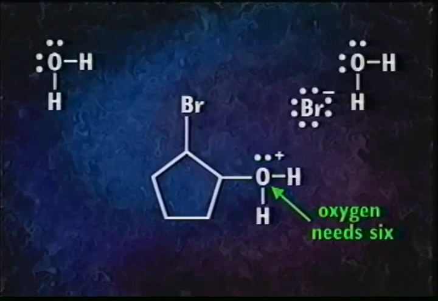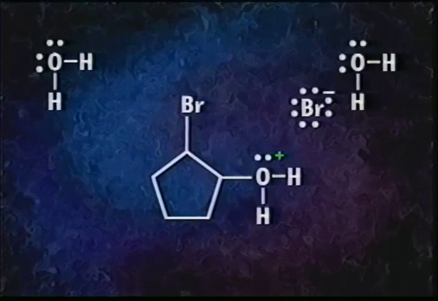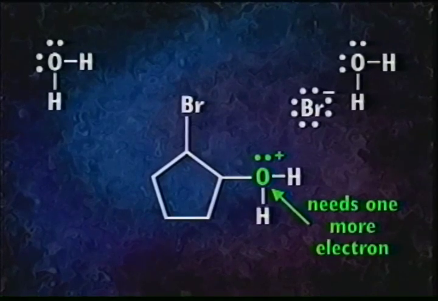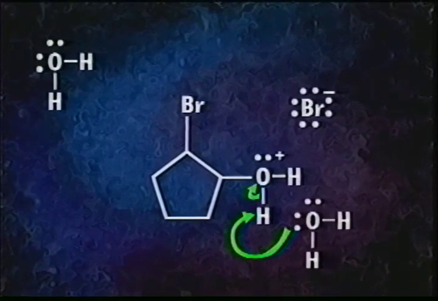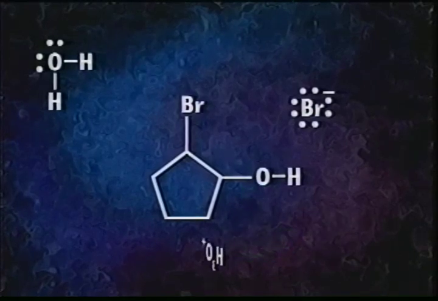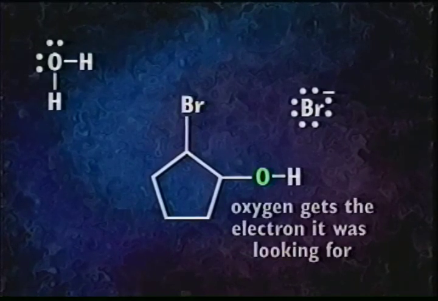But oxygen needs 6 valence electrons, so it's got a positive charge. It needs 1 more electron to be a happy, stable oxygen with high self-esteem. Oxygen needs 1 more electron to make the overall molecule neutral. So it boots one of its hydrogens with a little help from its friends, other water molecules. By doing this, the hydrogen leaves the complex as a proton. So oxygen gets the 1 other electron it was looking for, and it's now self-actualized.